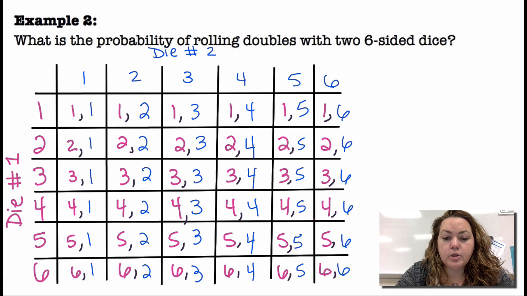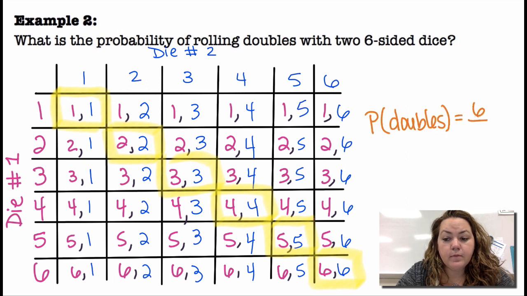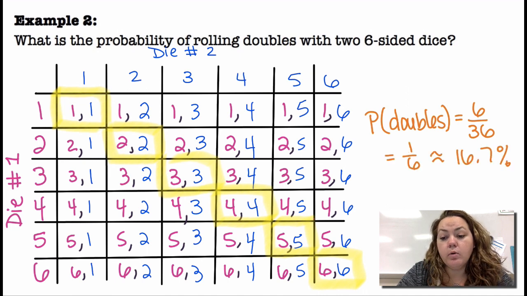Here is all of my doubles. I have 1, 2, 3, 4, 5, 6 doubles out of 36 possible outcomes. So the probability of getting a double is 6 out of 36, which works out to 1/6, or approximately 16.7%.